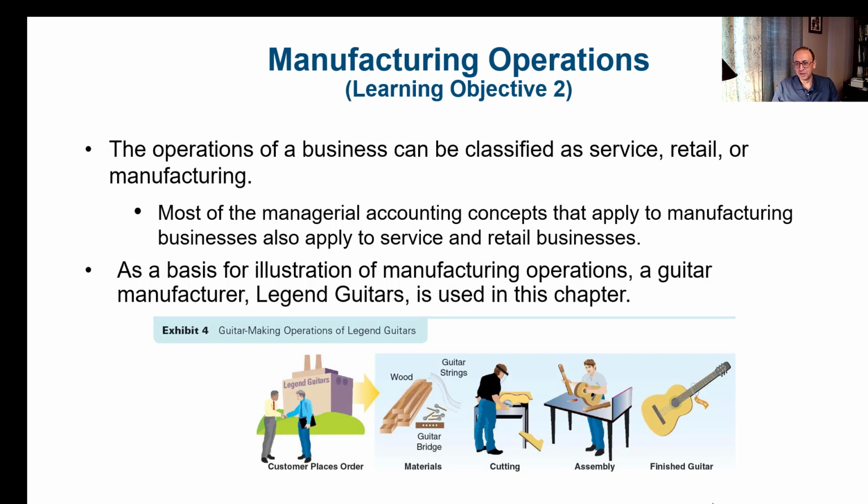And you can see here, we're going to get to know the material used in guitars, like the wood, the strings, what they call the bridge, and then the cutting of the guitar, the assembly, and then the final product or the finished product.